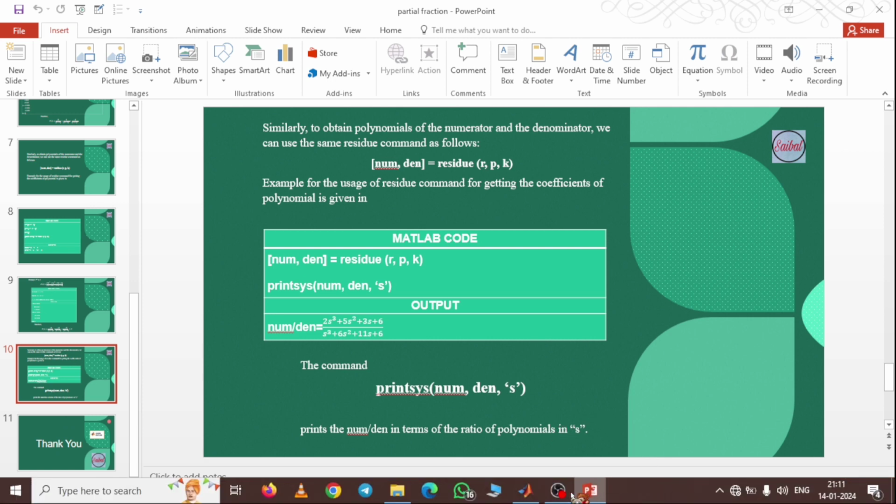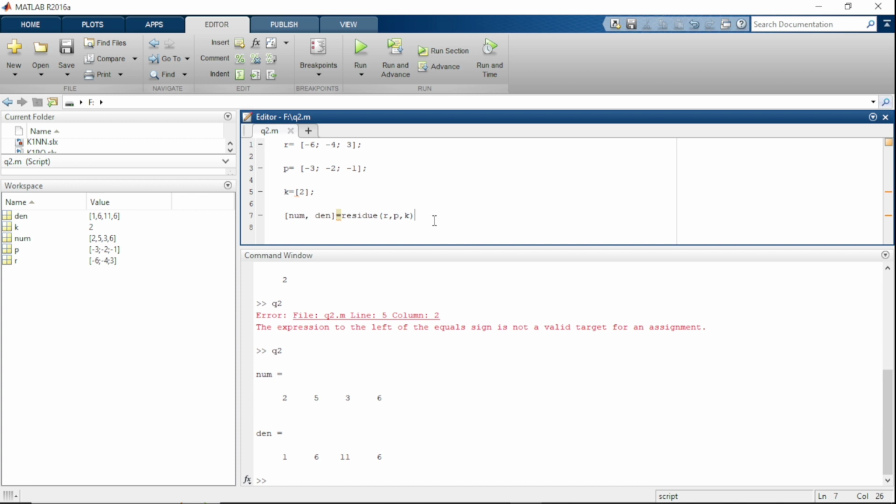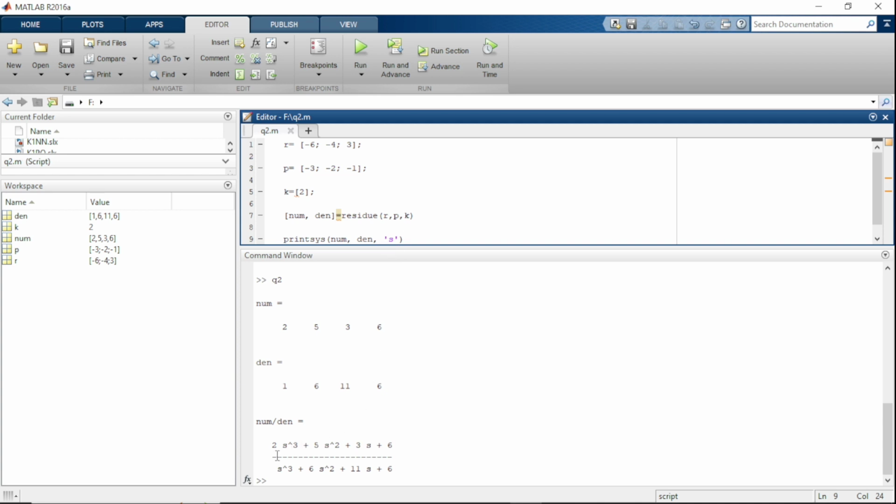Okay, so I am writing this command. So just you have to write printsys(num, den, s). So here you can see you will get in s form, means 2s cube plus 5s square plus 3s plus 6. If you don't use this command, you will only get the coefficients. But if you use this command, then you can get it in this form.